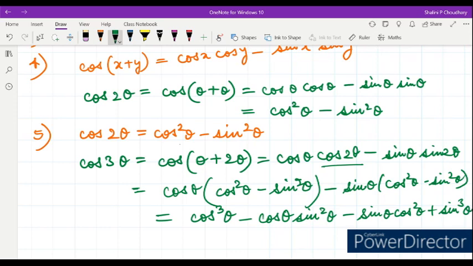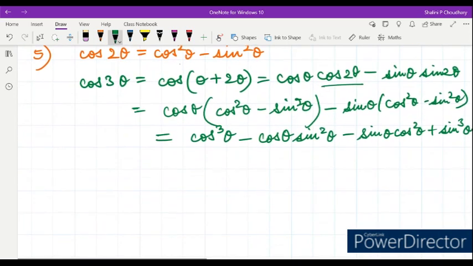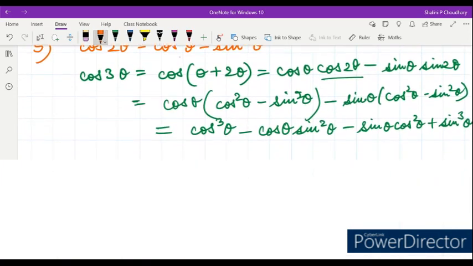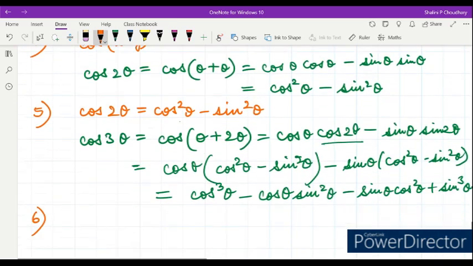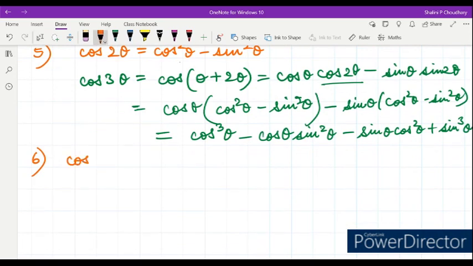Okay, so for any questions based on this one, we can apply the formula cos(x + y) and find the value. Now I'm writing one more formula. This was cos(x + y). Now we'll see the formula of cos(x - y). So cos(x - y) is equal to cos x cos y plus sin x sin y.